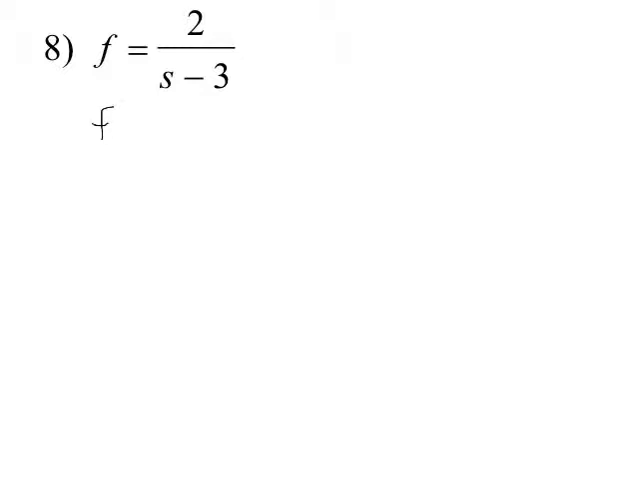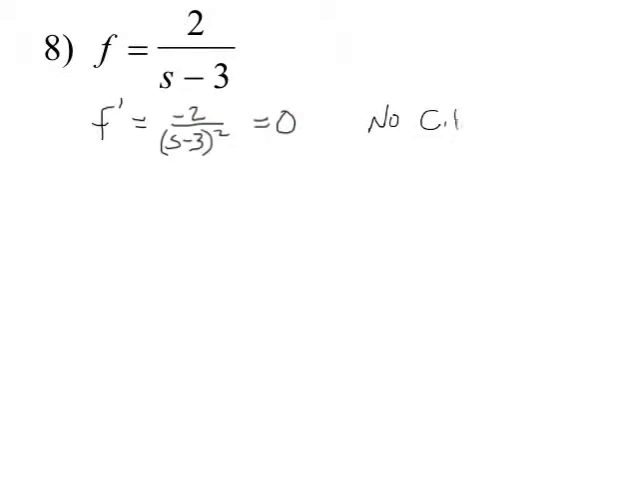We're going to find f prime. We can do the quotient rule, and I encourage you to do this on your own. You'll find that it becomes -2 over s minus 3 squared. And if we want to set this equal to 0 to find the critical points, when is this equal to 0? Well, that would occur when the numerator equals 0, and the numerator never equals 0. So that means there are no critical points.